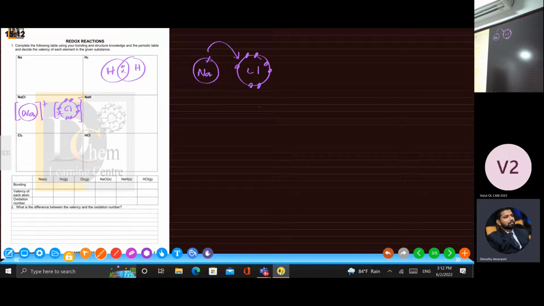Sodium, you just learned in the previous lesson. What you have to draw? The metallic bonding, or metallic bonding structure. If it is ionic bonding or covalent bonding, dot and cross diagram.